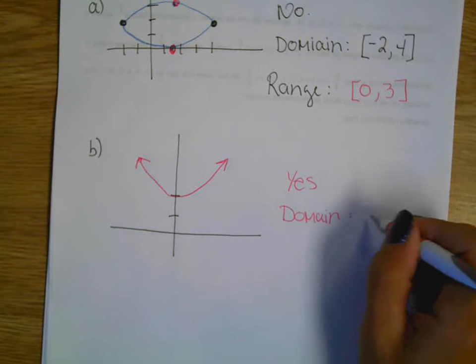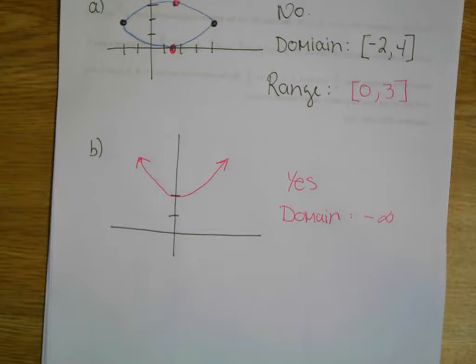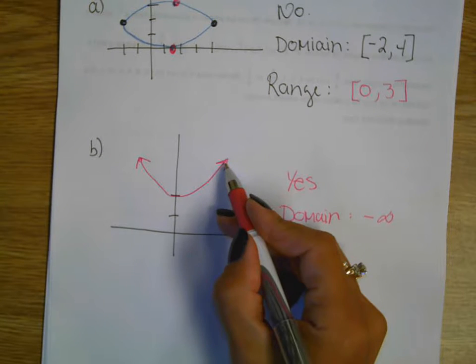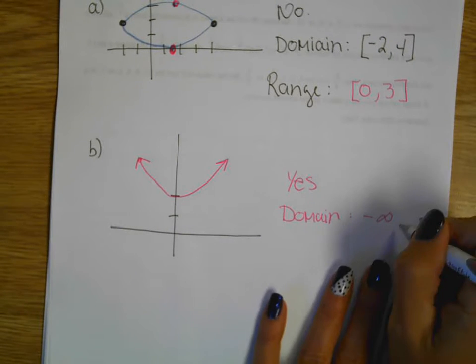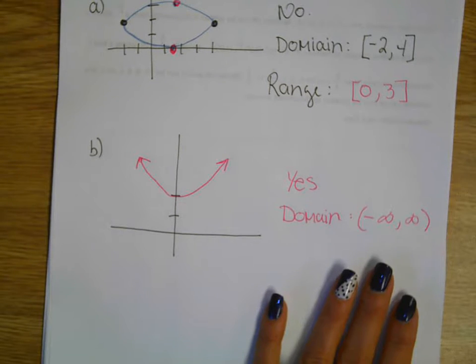Negative infinity. It's going to be really high, but it's going to be really wide. So on the x-axis, it's going to be negative infinity. And this branch here, it's going to get higher, but it's also going to get wider to the right. And how far to the right am I going to go? Positive infinity. Remember, infinities are always rounded brackets.